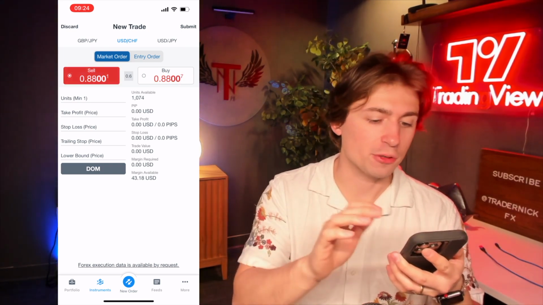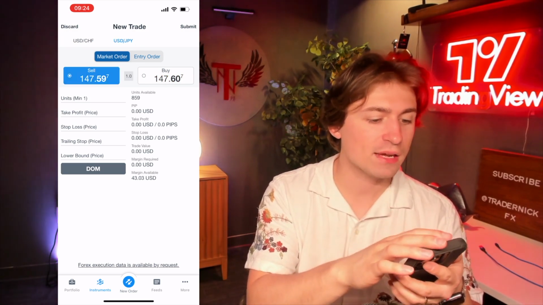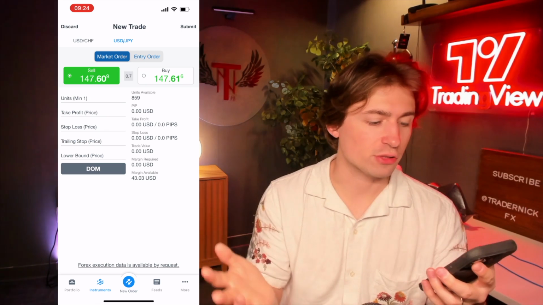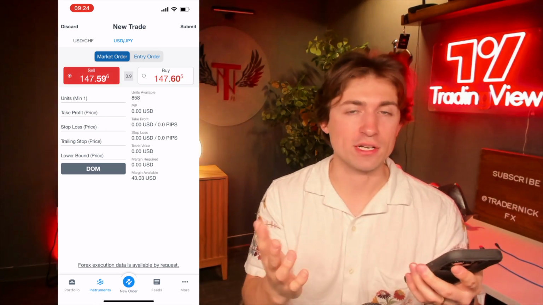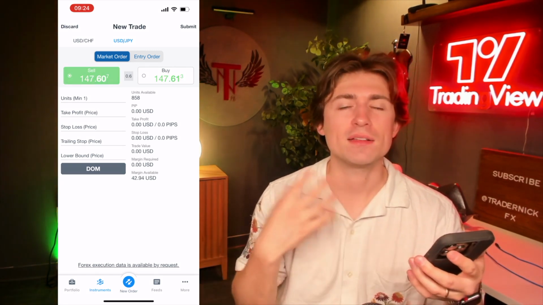If I want to do dollar yen, or whatever chart that I want, you can just switch to your favorite one. It's very easy to essentially place trades, buy or sell, whatever you want to do on each position. And you have all of that data at your fingertips.